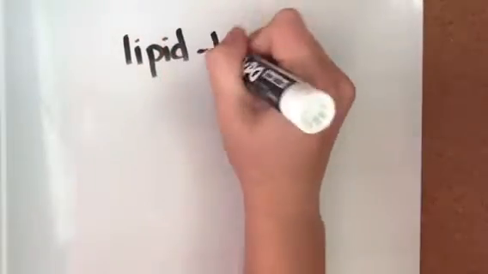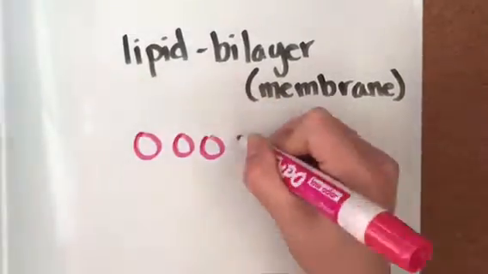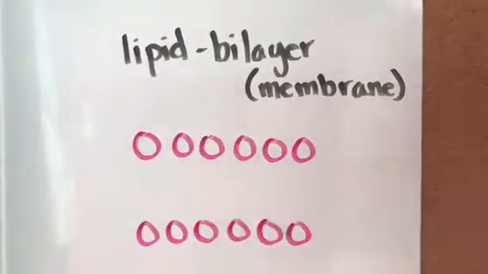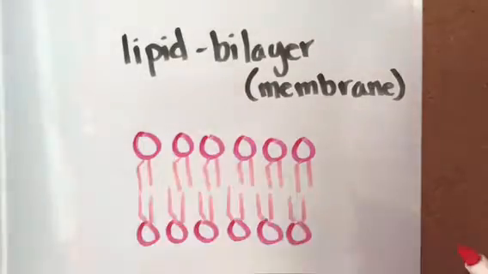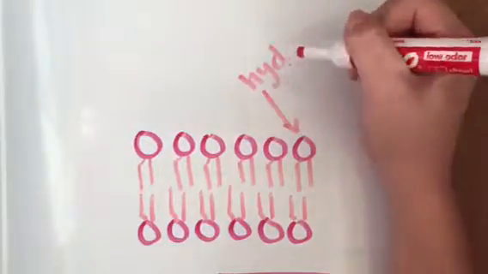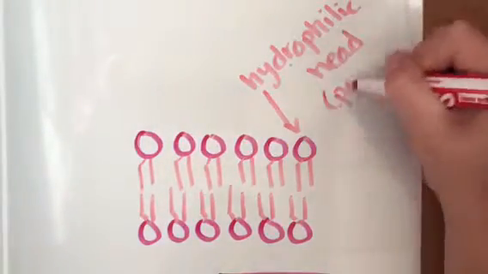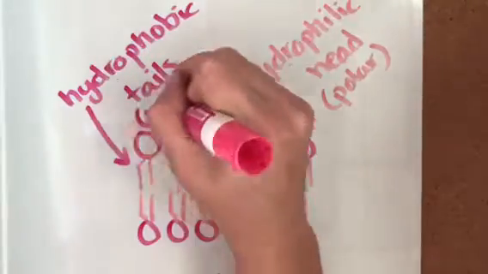The lipid bilayer, otherwise known as the membrane, is made up of a hydrophilic phosphate and glycerol head and a hydrophobic tail with two fatty acid tails. Some are saturated with single bonded carbons, causing them to be straight, and some are unsaturated with one or more double bonds between the carbons, causing them to have kinks or bends. The hydrophilic heads are polar, and the hydrophobic tails are nonpolar.